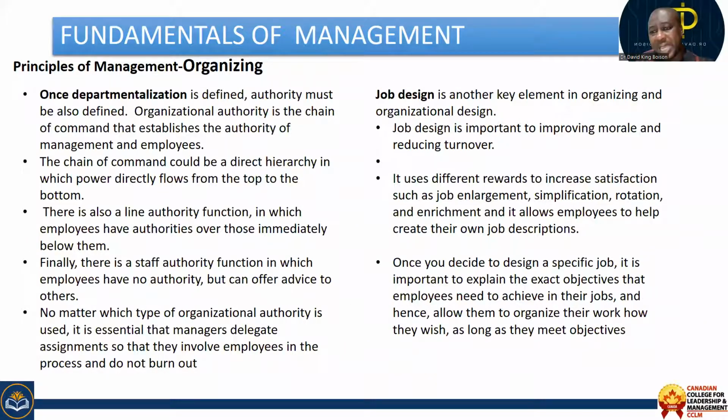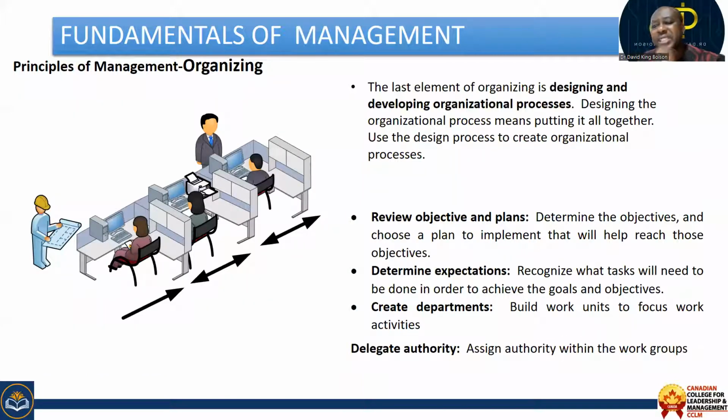When you have designed a specific job, it is important to explain the exact objectives that employees need to achieve. That objective is being explained here: determine the objectives and choose a plan to implement that will help reach those objectives. That is the review of objectives and plans. And two, determine expectations. Recognize what tasks will need to be done in order to achieve the goals and objectives. So what needs to be done? Those specific tasks, we need to look at that.